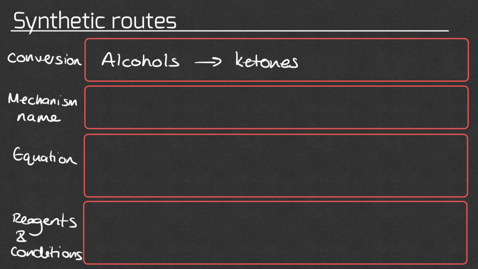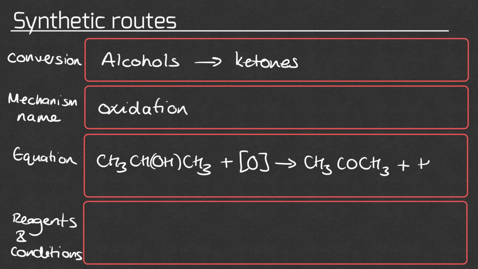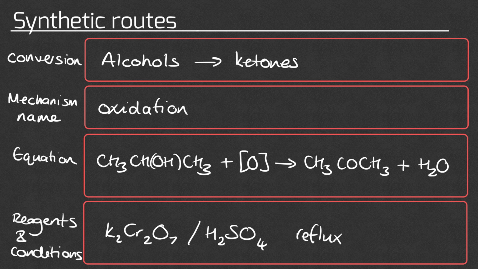For the conversion of an alcohol into a ketone, this is also an oxidation process. An example equation for this process would show our alcohol reacting with one equivalent of oxidizing agent to produce our ketone and water. The reagents and conditions would be a secondary alcohol with acidified potassium dichromate being refluxed. Again, there is no mechanism you need to learn for this reaction.